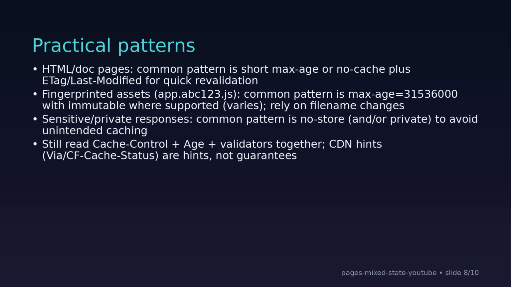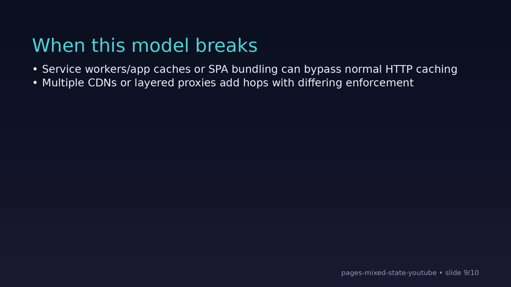Where this model breaks: service workers, app caches, or heavy SPA bundling can short-circuit normal HTTP cache semantics. Multiple CDNs or layered proxies can add hops where directives or enforcement differ.